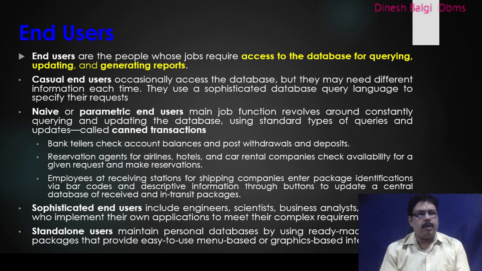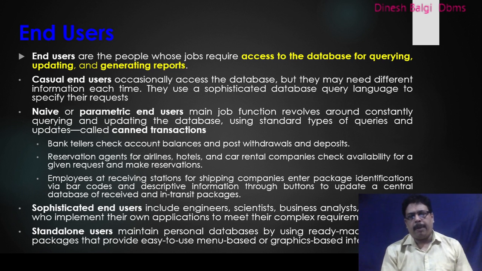Now the next worker behind the scene is the end user. These are the users who are accessing the data for querying, updating and generating reports. Here they can be classified as casual end users, naive or parametric users, sophisticated end users, or standalone end users. Casual end users occasionally access the database, but they need different information, so sophisticated data they may need. Such users we call casual end users.